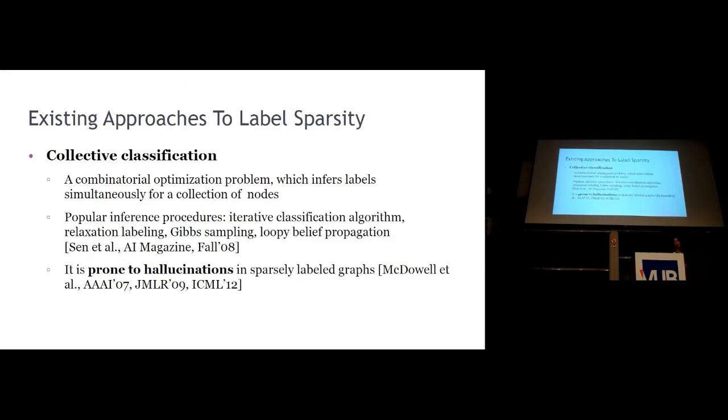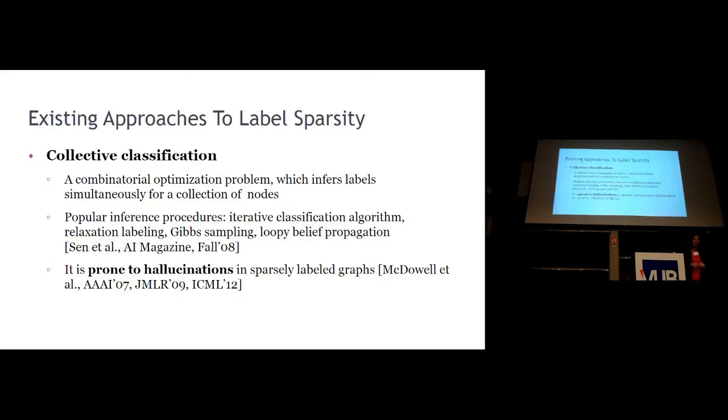So what are some of the popular existing approaches here? One of them is collective classification. The idea is that I have this complex network, I'm going to treat it as a whole, and I'm going to solve a combinatorial optimization problem where I infer labels for everybody the best I can. There are lots of popular approaches here, some of them stolen from image segmentation. I'm going to talk about the iterative classification algorithm and relaxation labeling. I won't go too much into Gibbs sampling and loopy belief propagation. Belief propagation, you may have heard of it. That was what got Judea Pearl his Turing Award back in the 1980s.